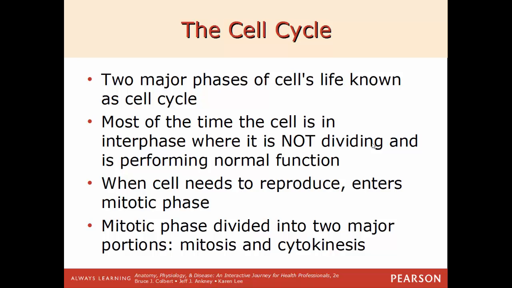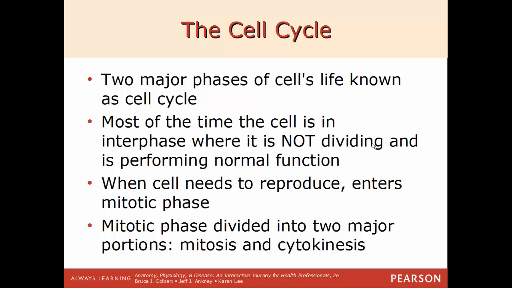Now, cells go through a predictable timeline of what they do. They're created, they go through their normal function, then they get ready to divide, then they divide, and it's this process over and over again. It's the cell cycle. Now, most of a cell's life is spent in a stage called interphase. It's when it's not dividing, it's just doing its normal job. So a great majority of a cell's life is spent in this stage.